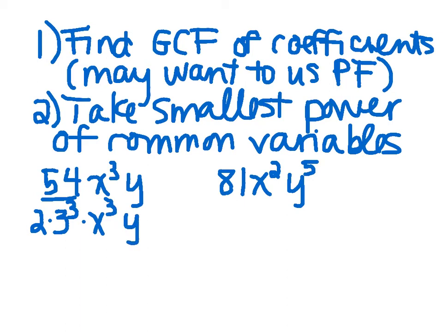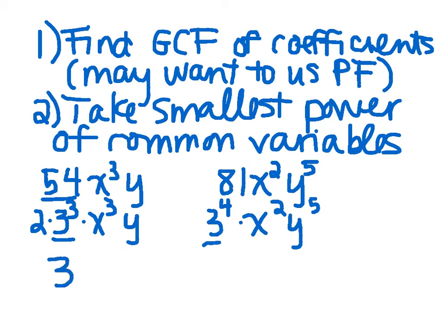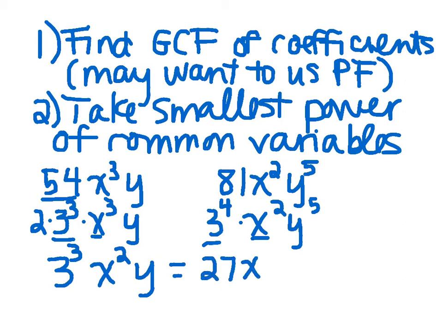81, we know 81 is 9 times 9. Each one of those 9s is 3 squared. So 3 squared times 3 squared is 3 to the fourth, x to the second, y to the fifth. Looking at these, the only prime they have in common is 3. And the smaller power is 3, so it's 3 to the third. They have x's in common. The smaller power is 2. And they also have y's in common. So this is 27 x squared y. Do make sure that you understand this, because it is a very key concept in this entire unit.